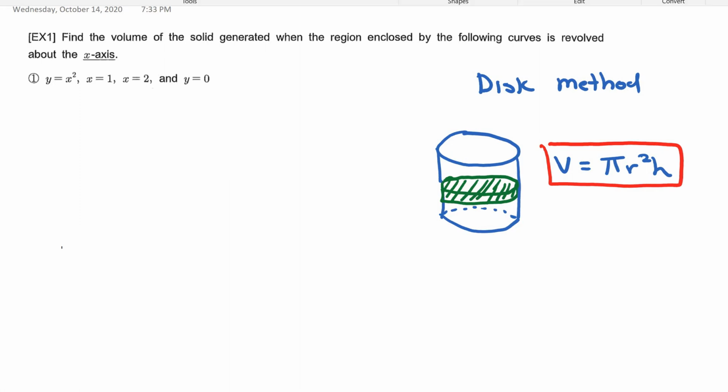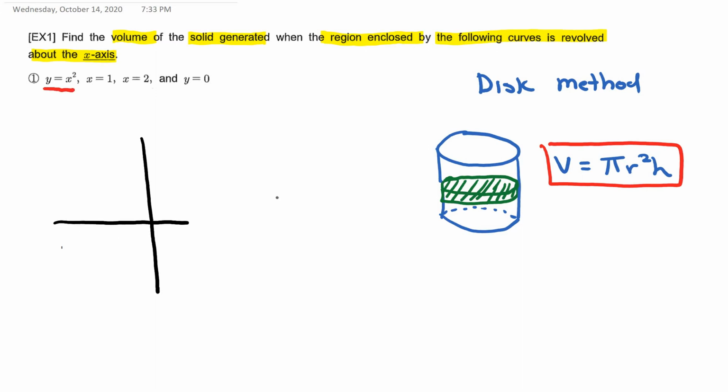Let's take a look at the first problem and see if we can figure out what's happening here. For this problem, I need to find the volume of the solid that's generated when the region enclosed by the following curves is revolved around the x-axis. Let's take a look at our function here, y equals x squared. That's a parabola, so let's start with the parabola. Here's y equals x squared.